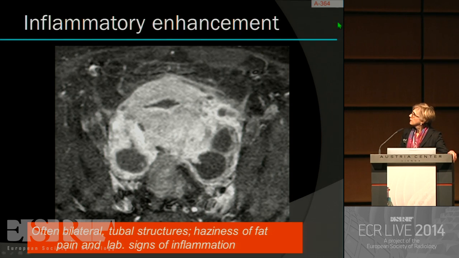Typical for inflammatory enhancement is that this is commonly found bilaterally. We look for tubal structures within these enhancing lesions. Usually there is enhancement in the periphery, and there is haziness of the pelvic fat.